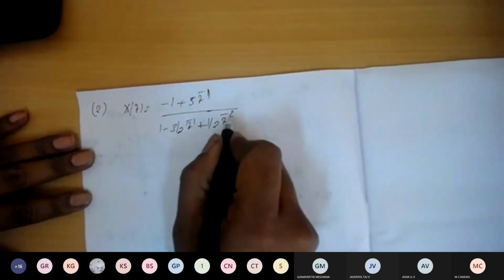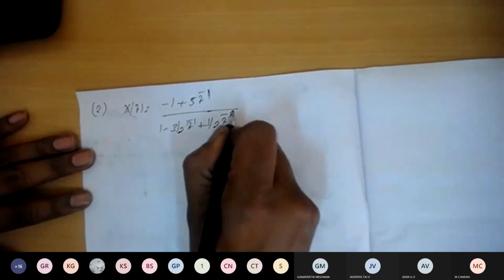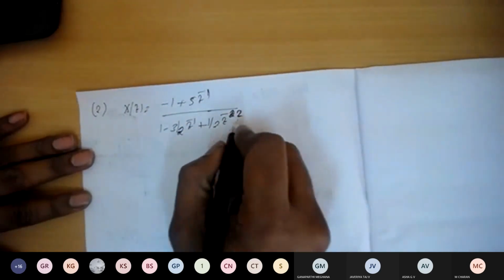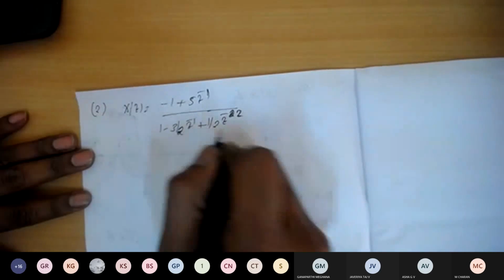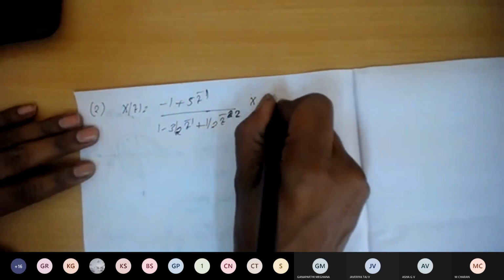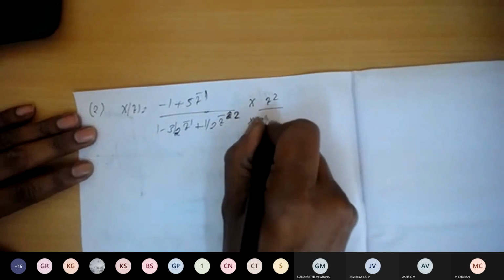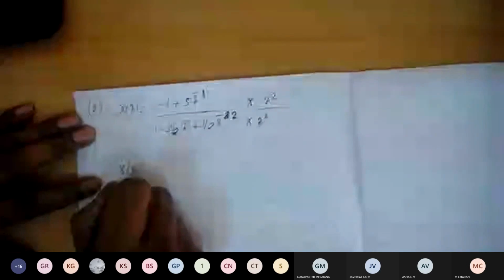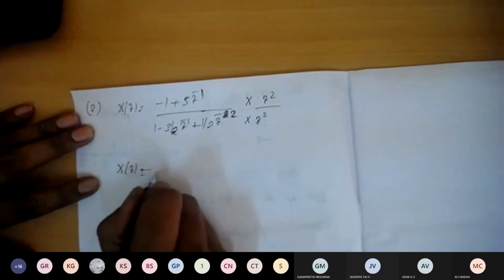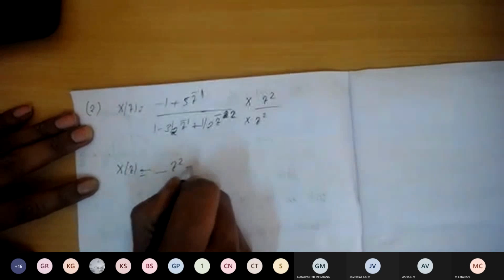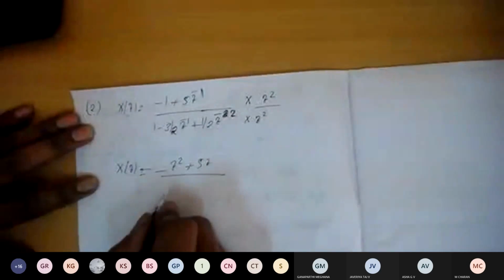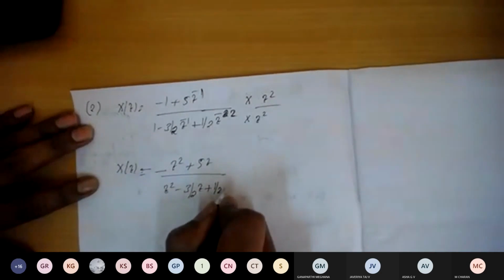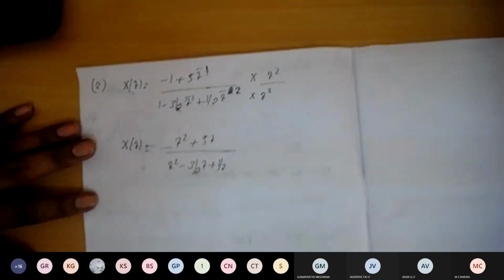So let us multiply with the highest negative power, which is z square. Let us multiply all the terms with z to the power of +2 for both the numerator and the denominator. So the highest power in the denominator is z square only, and we multiply so that the negative powers become positive. So it has become X of z is equal to minus z square plus 5 z, divided by z square minus 3 by 2 z plus 1 by 2.